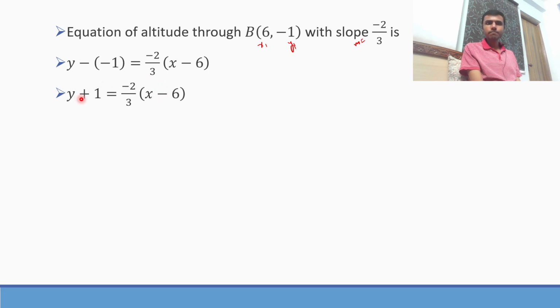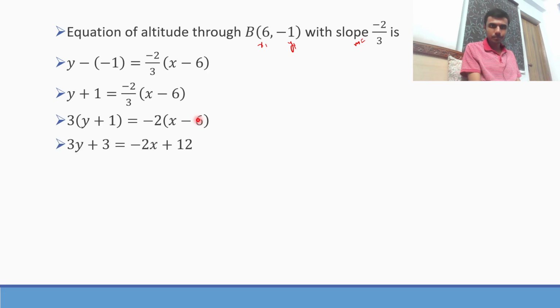Now from here, send this 3 here. 3 times y plus 1 is equal to minus 2 into x plus 6. Multiply 3 into y, 3y. 3 into 1, 3. 3y plus 3 equals minus 2 into x, minus 2x. Minus 2 into minus 6 is plus 12.